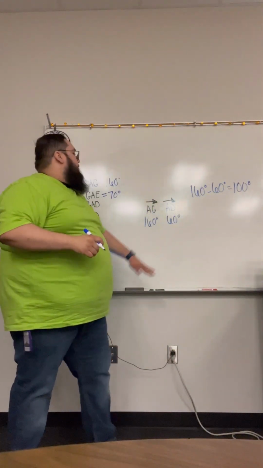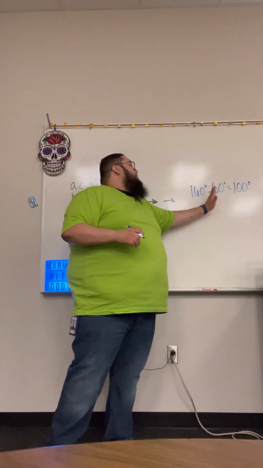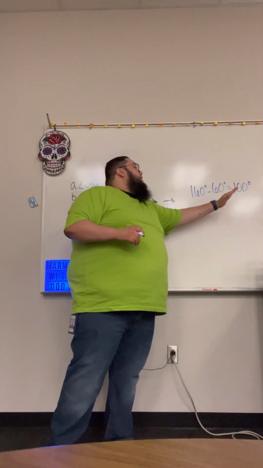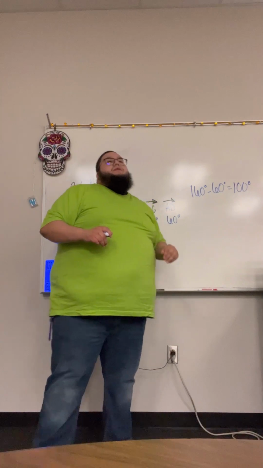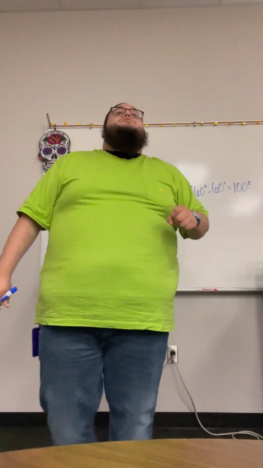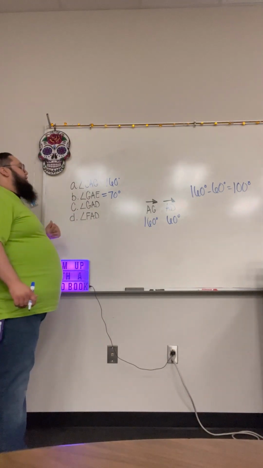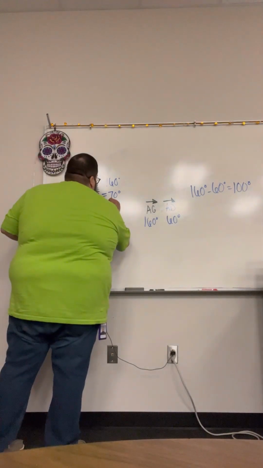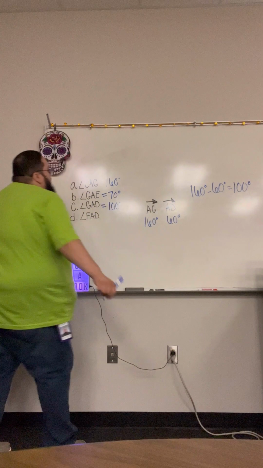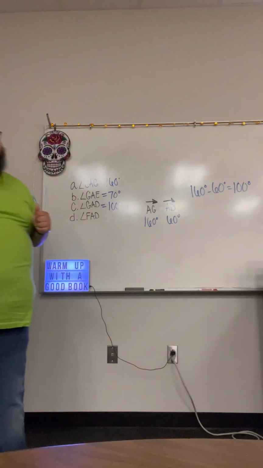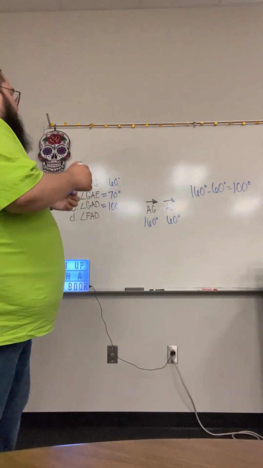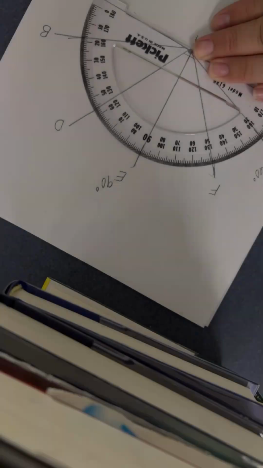So 160 degrees minus 60 degrees is going to give you 100 degrees. So angle GAD is equal to 100 degrees. Awesome. Let's move on to our next question.